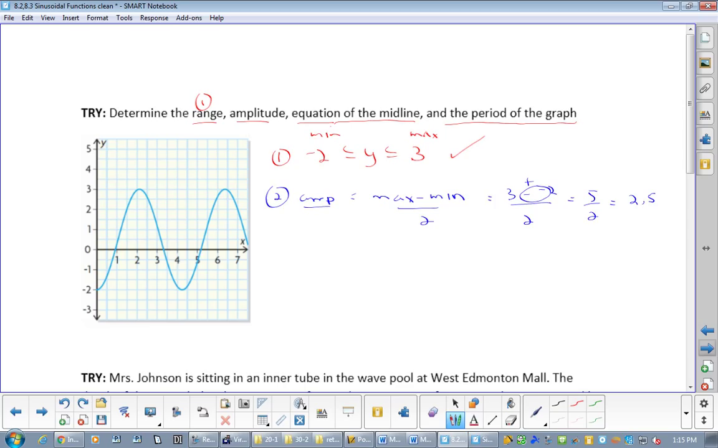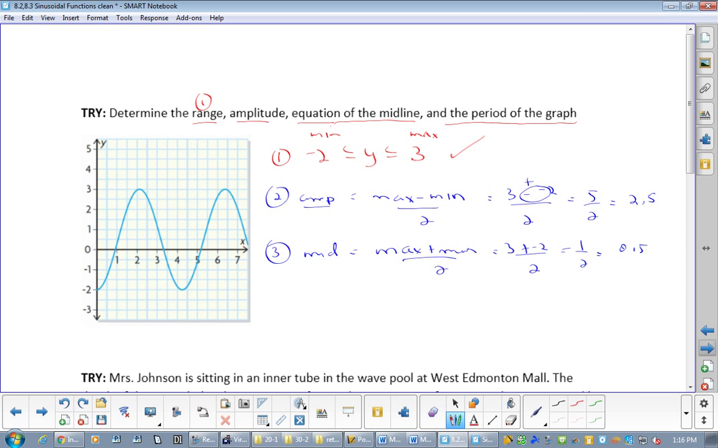I'm going to verify all this stuff by looking later. Okay, 3. The equation of the midline. It's max plus min divided by 2. So it's 3 plus negative 2 divided by 2. 3 plus negative 2 is 1, divided by 2 is 1/2, 0.5.